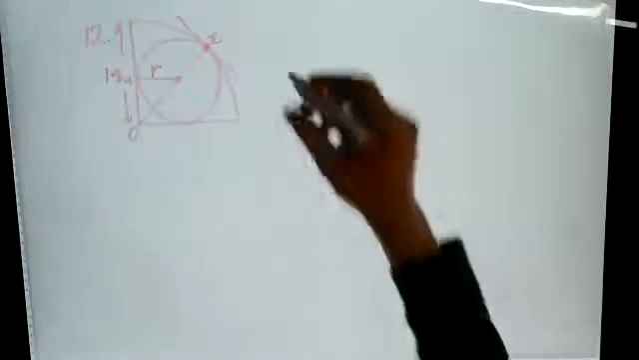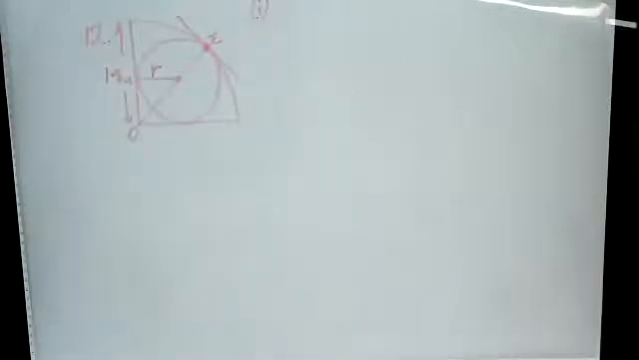Explain why OX contains the center of the shaded disc. The circles only touch at one point.